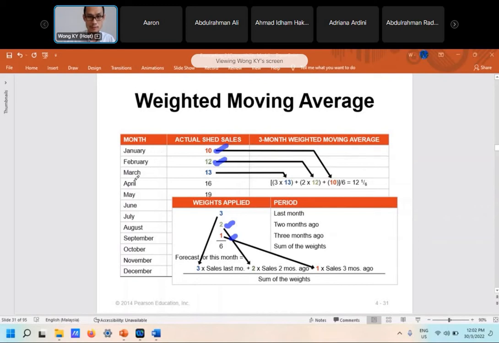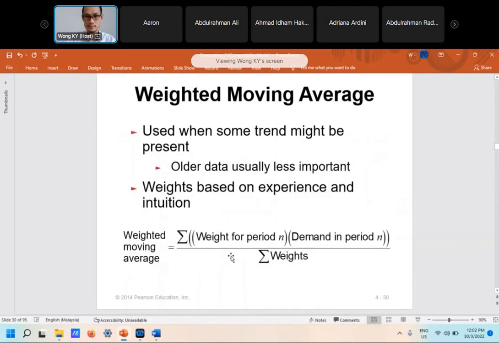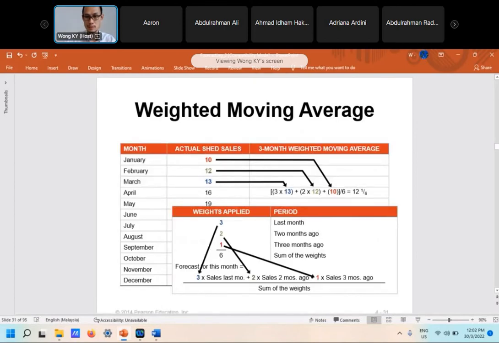Okay, remember, we're trying to forecast April. We are now at the end of March. Here, we have 3 previous months of actual sales data. We want to forecast the coming month, which is April. So if you look back at that formula, weights times demand, and then summation divided by summation of weights. So what it means is just this.